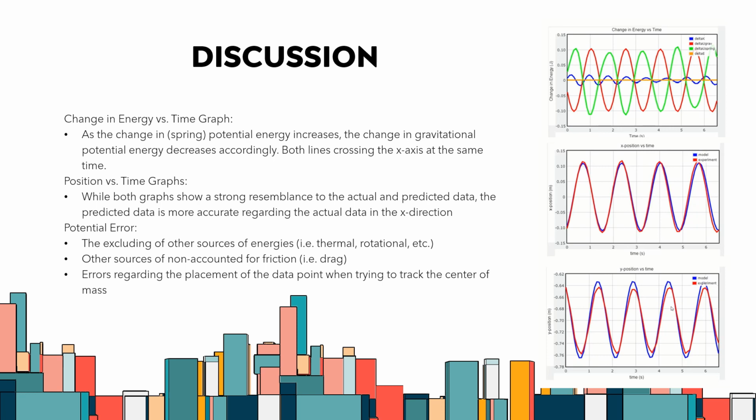Some potential errors that could have occurred are the excluding of other sources of energy, such as thermal or rotational or electrical, other sources of non-accounted for friction, such as air resistance, and other errors regarding the placement of the data point when trying to track the center of mass.